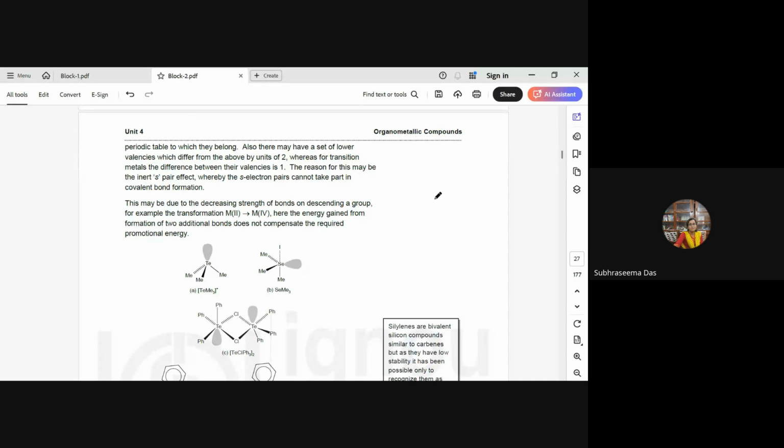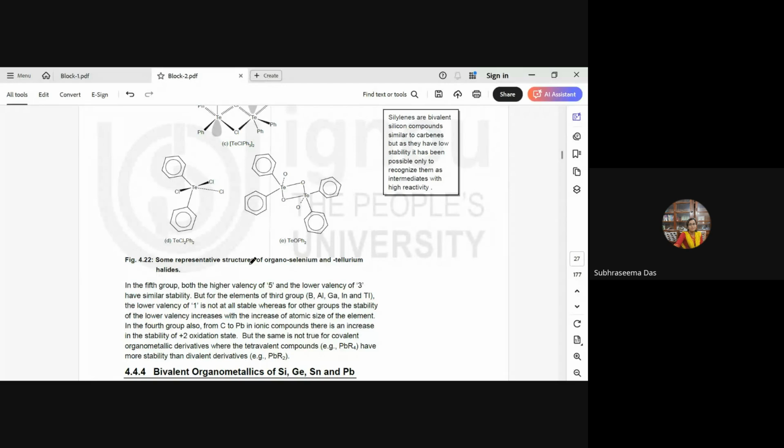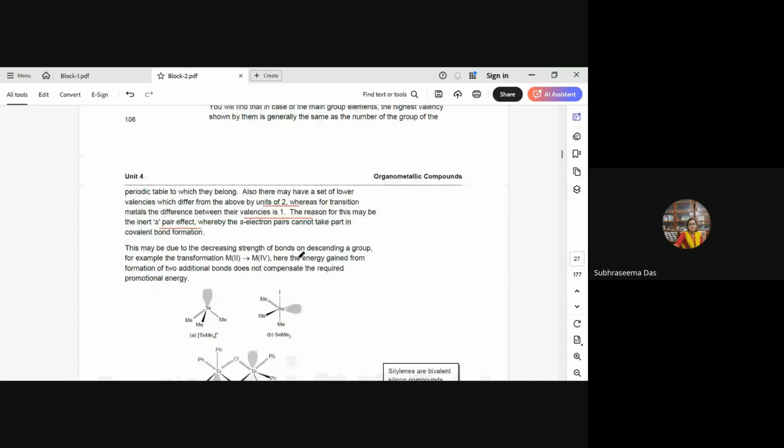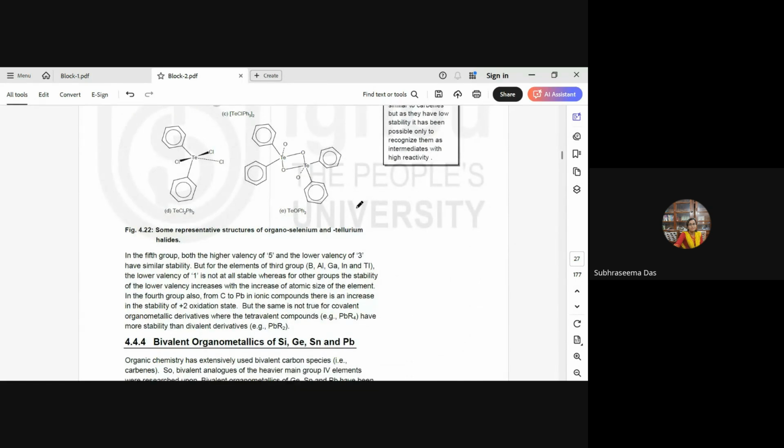For example, in some organoselenium and tellurium halides, here they have been shown. In this case they have a set of valencies which differ by units of 2, whereas for transition metals the difference is 1. This lower difference can also be attributed to the inert pair effect, which prevents the s electrons from taking part in chemical bonding. Some representative structures of organoselenium and tellurium halides have been shown.